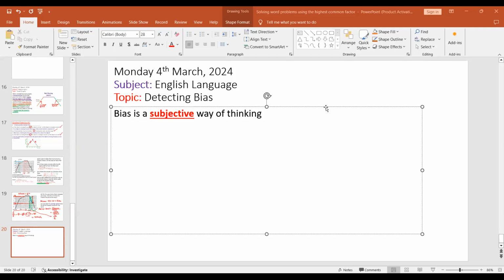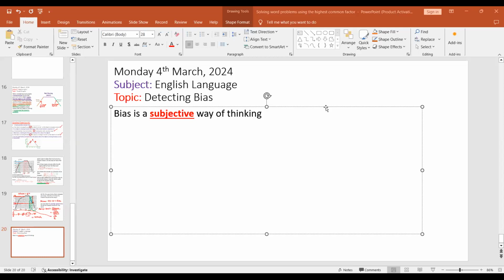So when you talk about objective things, it's something that is the truth. It doesn't rely on anyone to agree on it. It's always a fact. It has nothing to do with a person's feelings or opinions. But something that is subjective is based on a person's opinions and their views.